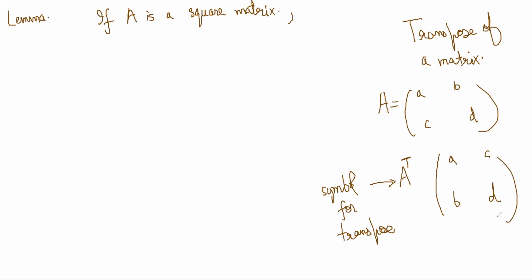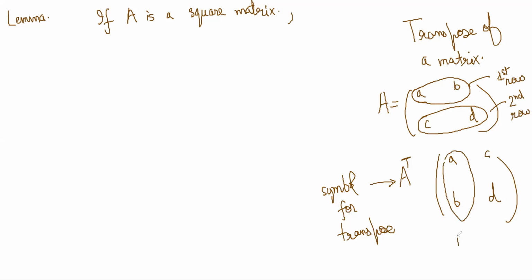What have I done here? I have taken the row and made it into a column. This row and this row. This was the first row and this was the second row. I have made this into the first column and this is the second column. Right? See, CD was the second row, it has become the second column.